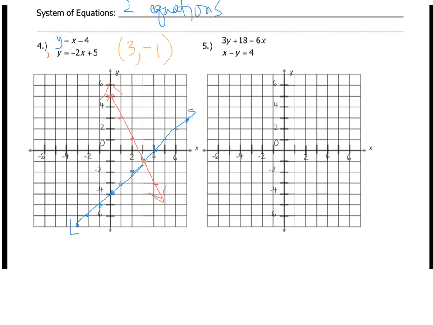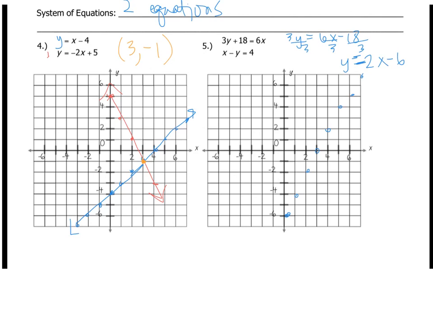In order to do the next one, we have to make them y equals mx plus b. So I need to solve for y. The first thing I need to do is subtract 18 from each side. So 3y equals 6x minus 18, and then I divide. So y equals 2x minus 6. To graph that one, I start at negative 6. My slope is positive 2, so that means up 2 over 1.